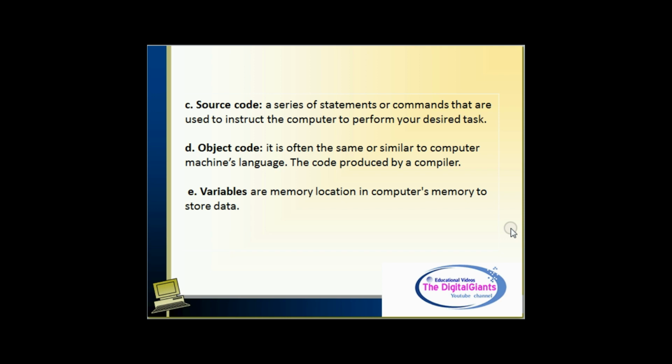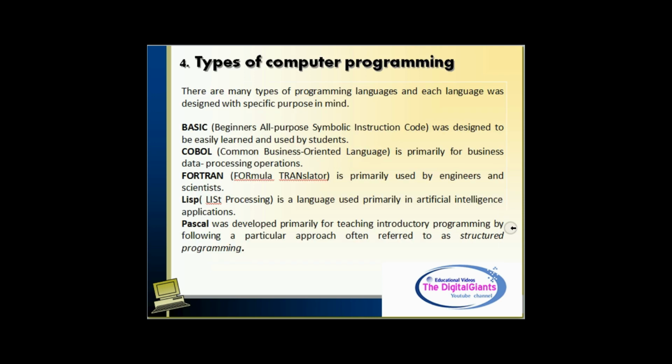Variables. Variables are memory locations in a computer's memory to store data. Types of computer programming. There are many types of computer programming, and the first one is BASIC, the acronym of Beginner's All-Purpose Symbolic Instruction Code, which was designed to be easily learned and used by students.